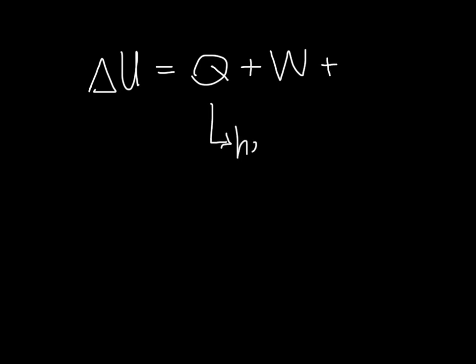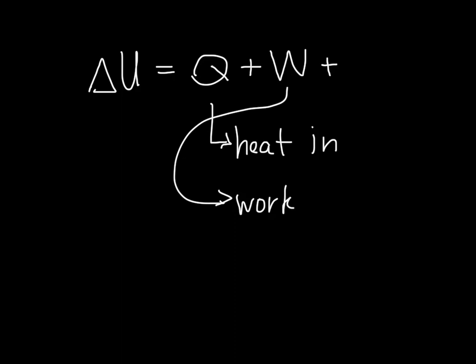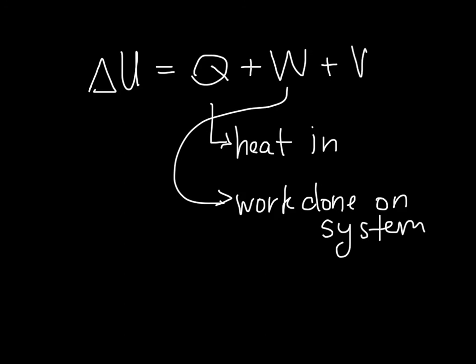To summarize the first law of thermodynamics, we have delta U, where U is the internal energy of the system, is equal to Q, the heat transferred into the system, plus W, the work done on the system, plus other work terms.